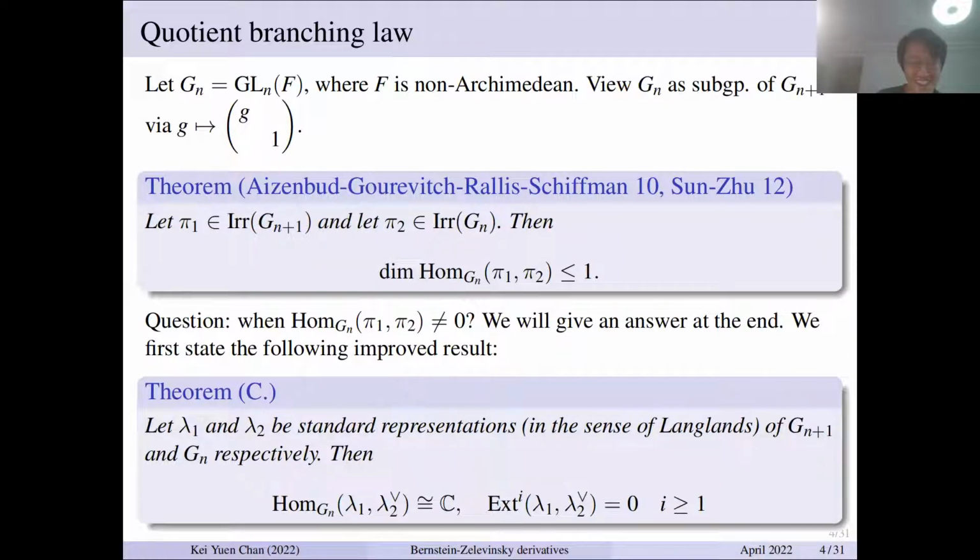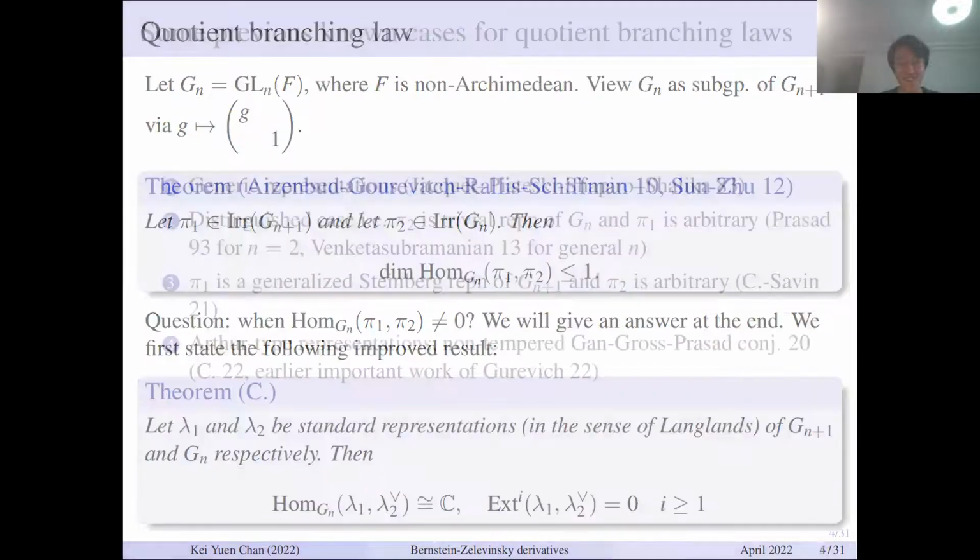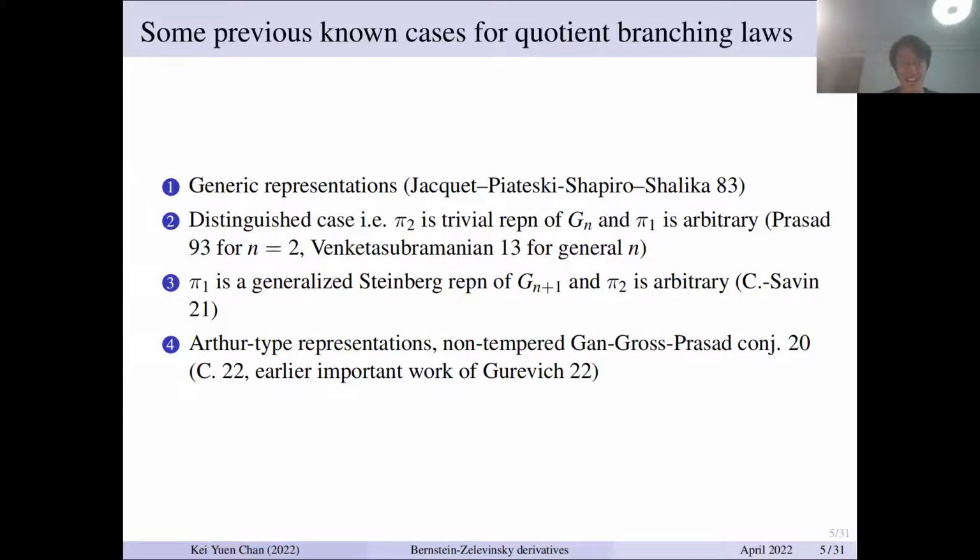Let me review some previous results. The most classical one is the generic case, sometimes called the Gan-Gross-Prasad conjecture, known by Jacquet, Piatetski-Shapiro, and Shalika in 1983. Bernstein and Prasad studied the distinguished case, which means pi_2 is the trivial representation and pi_1 is an arbitrary G_{n+1} representation. Bernstein proved it for n equal to 2, and his student Brahmanian proved it for general n.